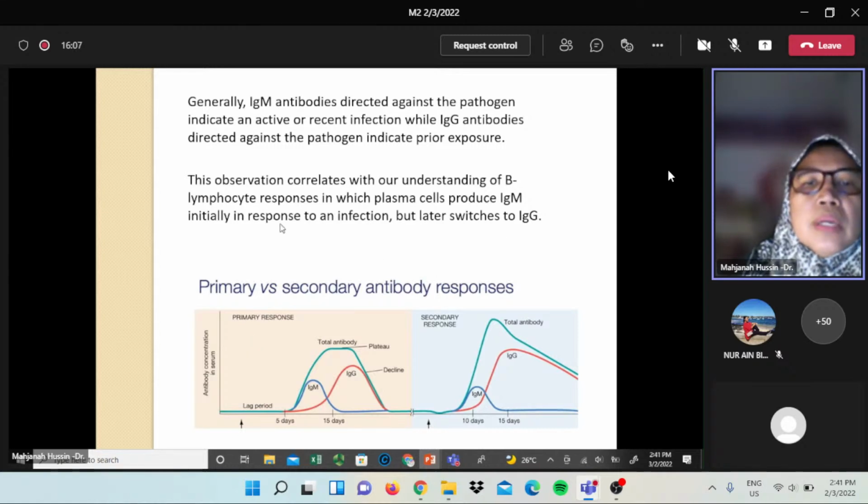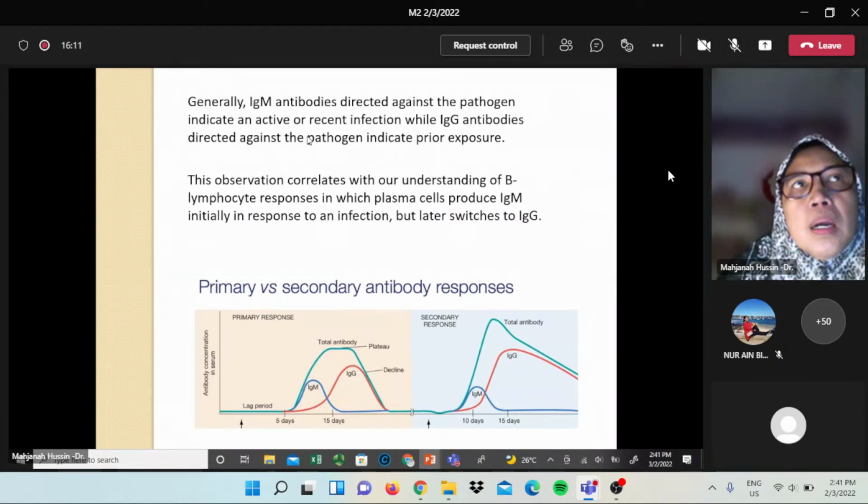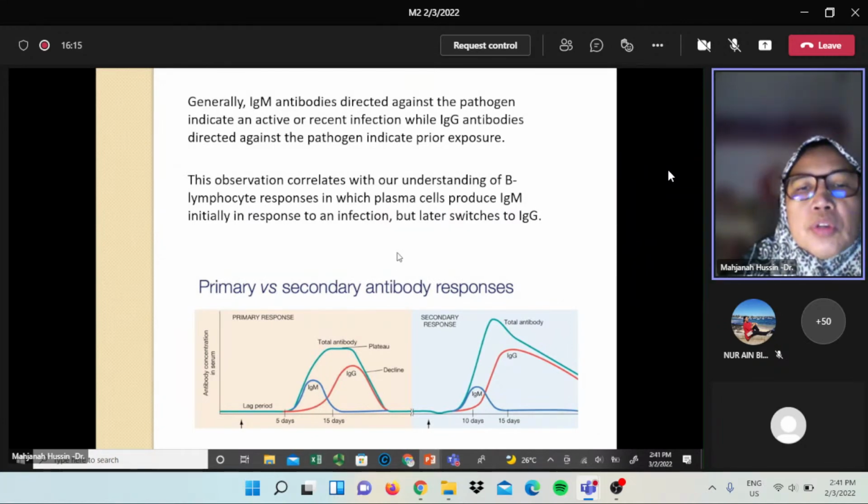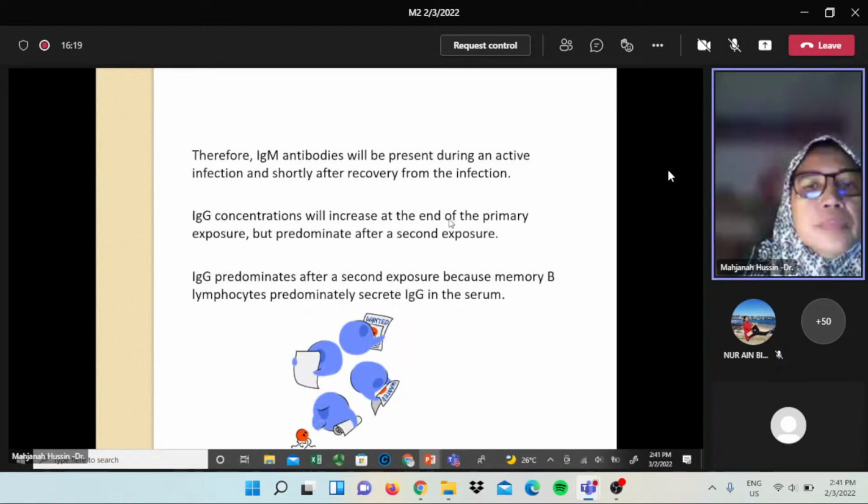You can read this on your own because this is just a revision, so I'm not going to go into this in detail anymore. Again, it says here that IgM will be present during active infection, but of course it will decline or reduce, and then it will be taken over by IgG in later infection.